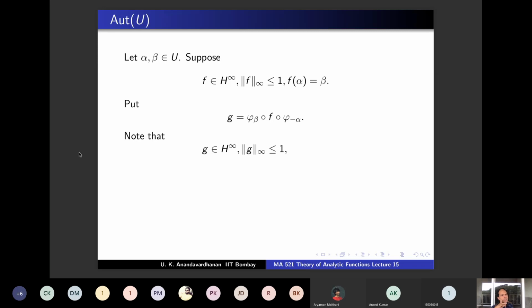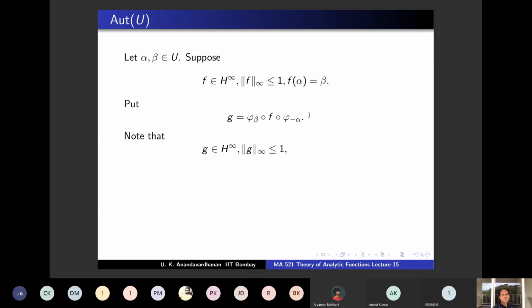Can someone quickly tell me what is g of 0? Recall, phi alpha and phi beta have a certain form. Phi alpha is z minus alpha by 1 minus alpha bar z. So g of 0 is, you have to take phi minus alpha of 0. What is phi minus alpha of 0? Phi alpha of z is z minus alpha by 1 minus alpha bar z, so this is phi minus alpha of z. That will be z plus alpha by 1 plus alpha bar z at z equal to 0. So the answer is? Just alpha.